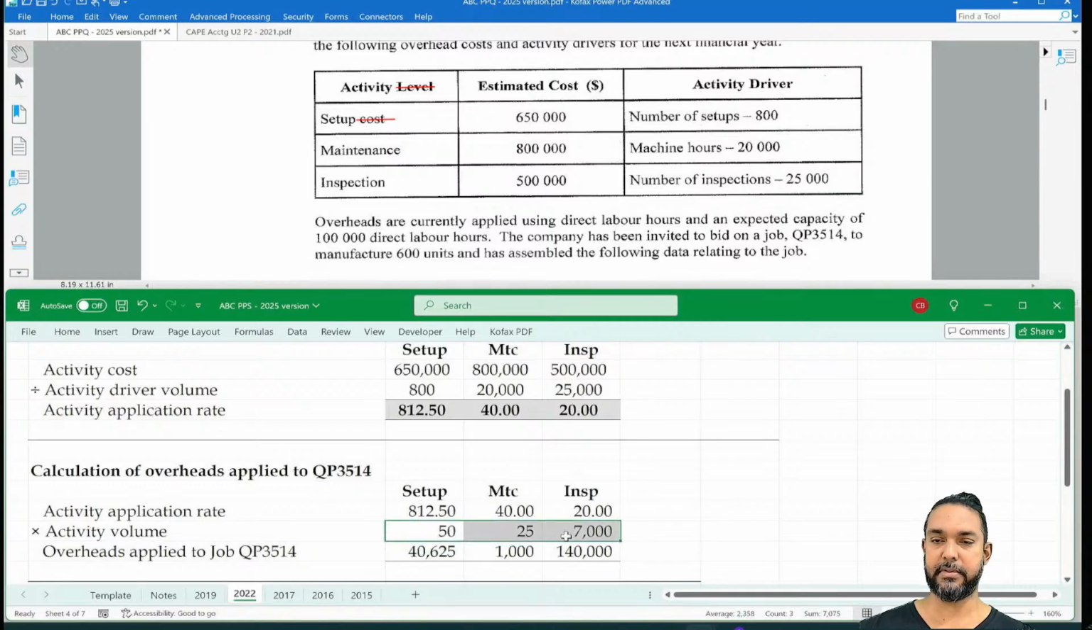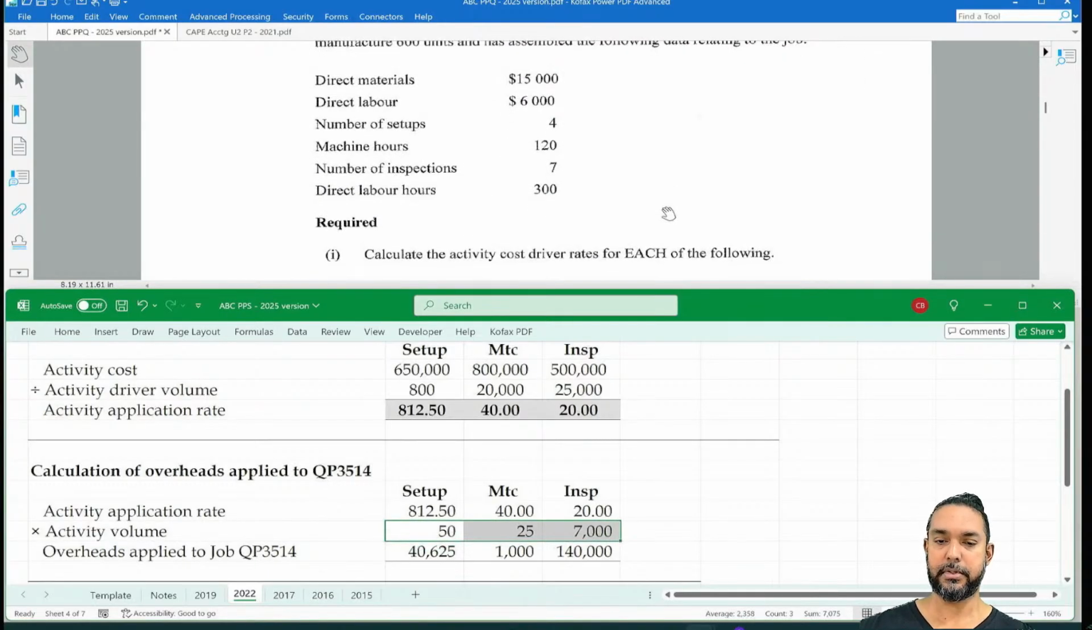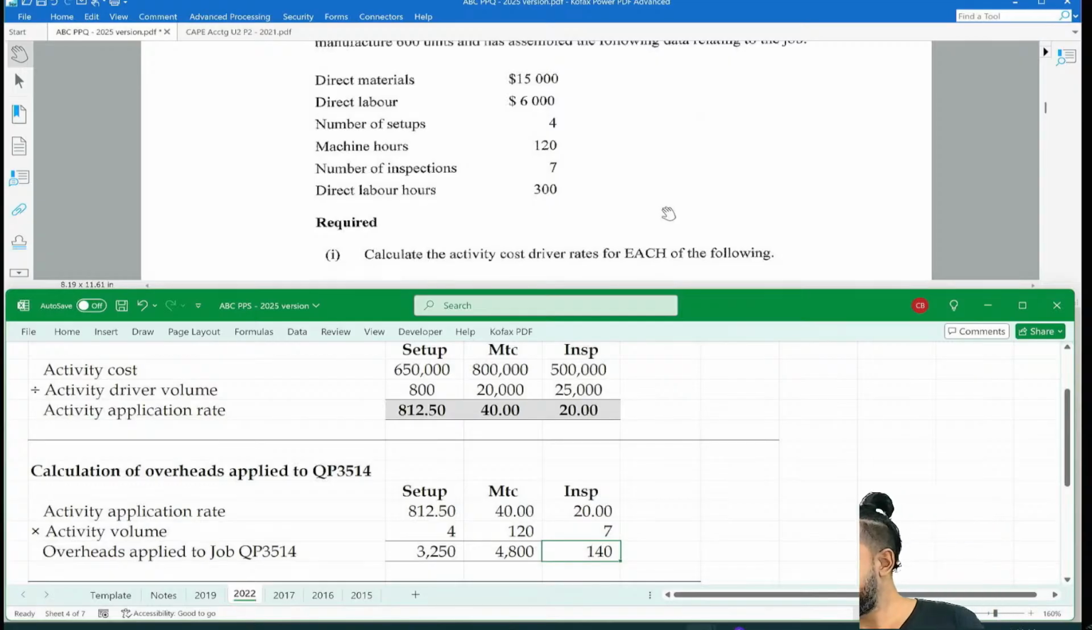All right, so the activity for each of them now, so setups was 4, machine hours was 120, and then inspection was 7, right? So 3250, 4800, and 140 is what I'm getting. Okay, cool.